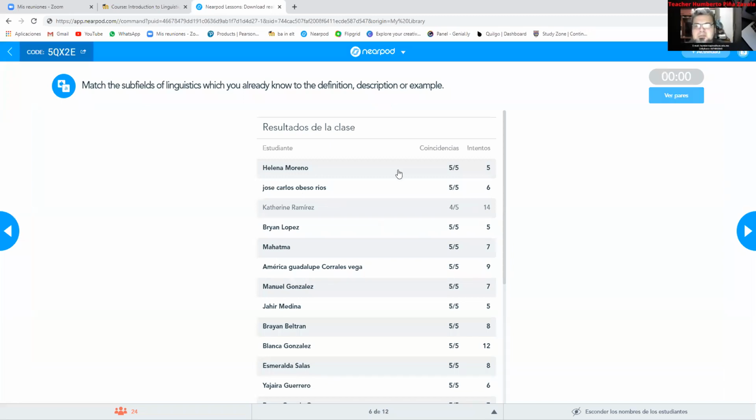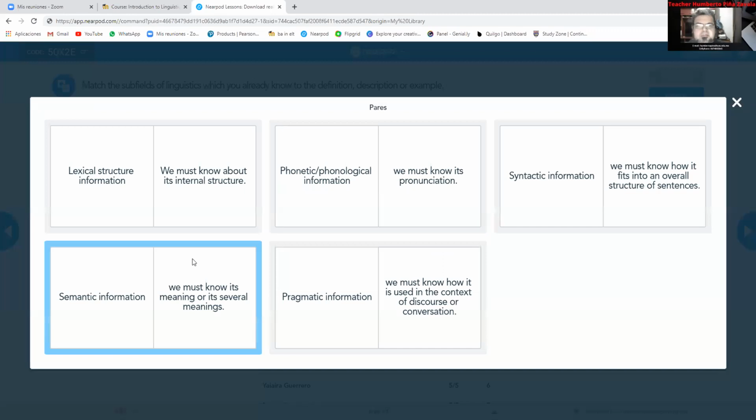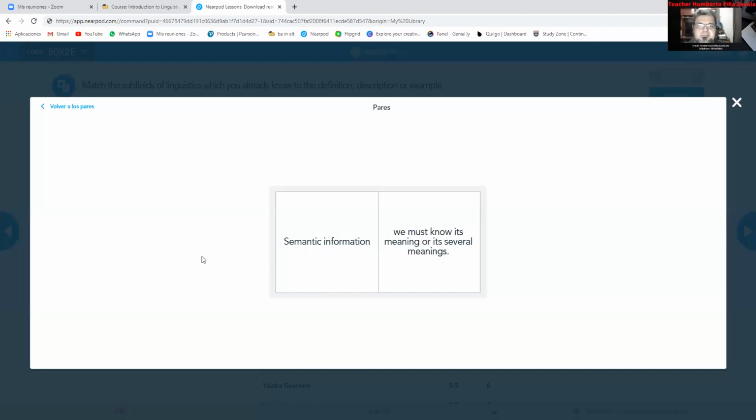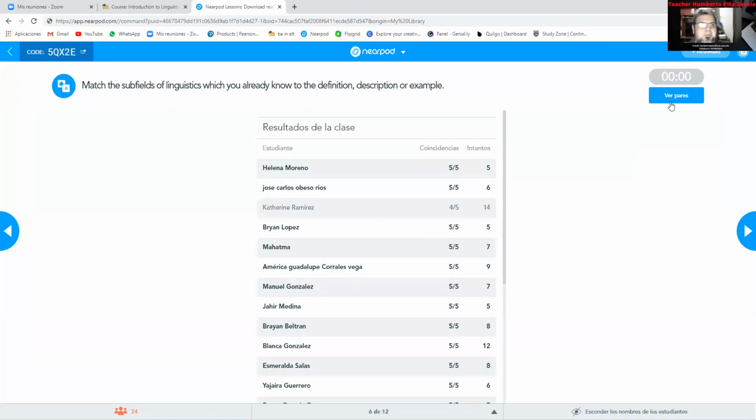Okay, Jose Carlos Obeso, what about semantic? Jose Carlos Obeso, are you there? Sorry, I thought I had a mute. For semantic information, we must know its meaning or its several meanings. Right. Semantic is meaning. A word can have more than one meaning, right? Yeah. It will depend on context, and on so many things.